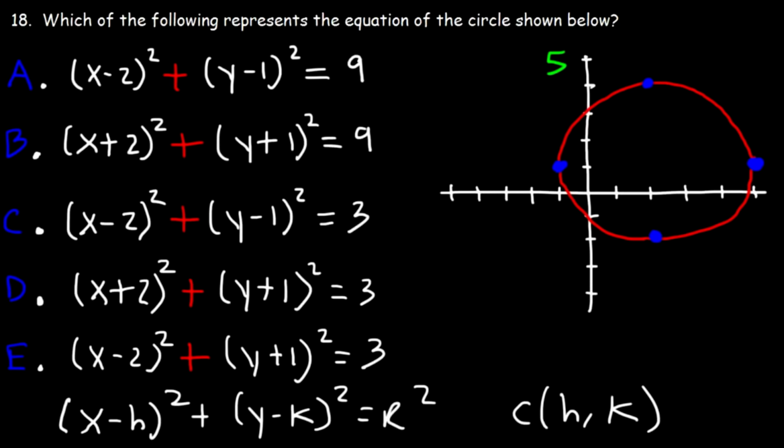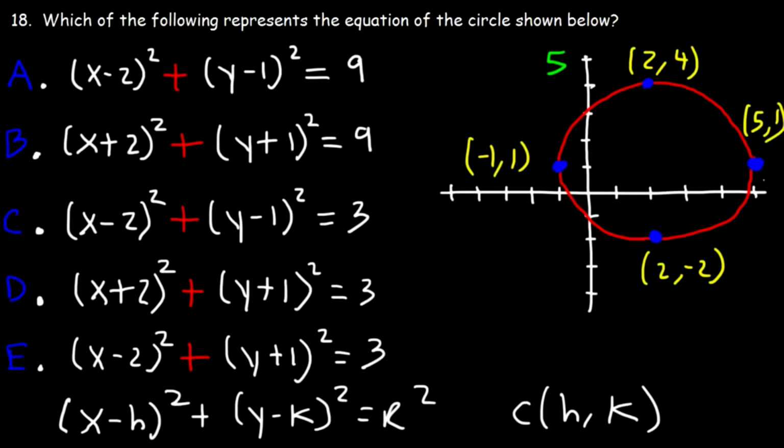So first, let's find the center of the circle. Now we have 4 points of interest. This point has an x value of 2 and a y value of negative 2. The point on the left has an x value of negative 1 and a y value of positive 1. The point on top has an x value of 2 and a y value of 4, and the point on the right has an x value of 5 and a y value of 1.